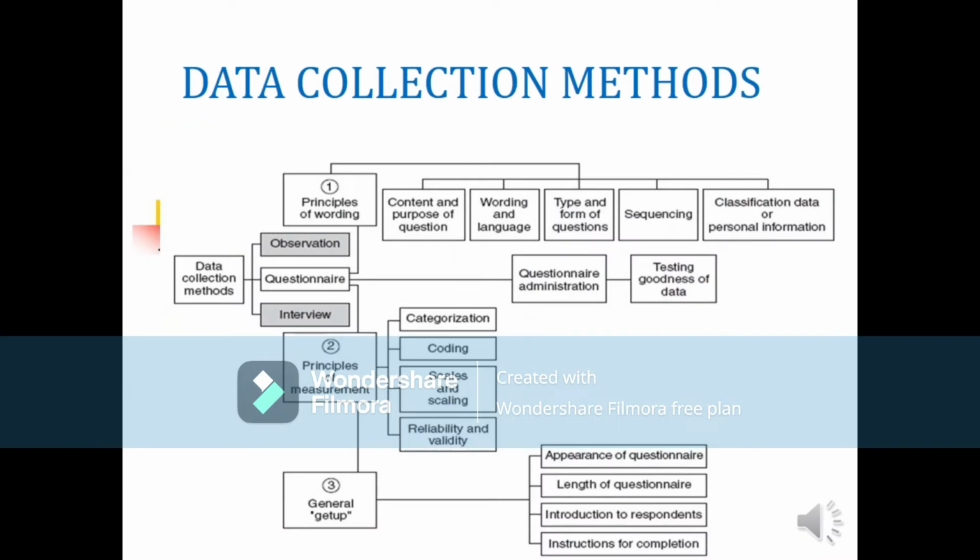In data collection methods, you have seen a complete framework or diagram of how a researcher can collect data. Data collection methods are basically based on observations, questionnaires, and interviewing, and three other important principles: principle of wording, principle of measurements, and general data. These principles are based on questionnaires, but today we discuss the interviewing part. It is a very integral part of the research for collection of data.